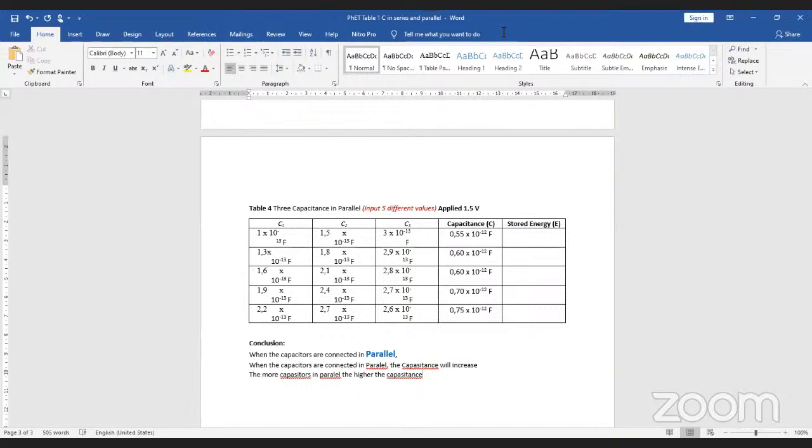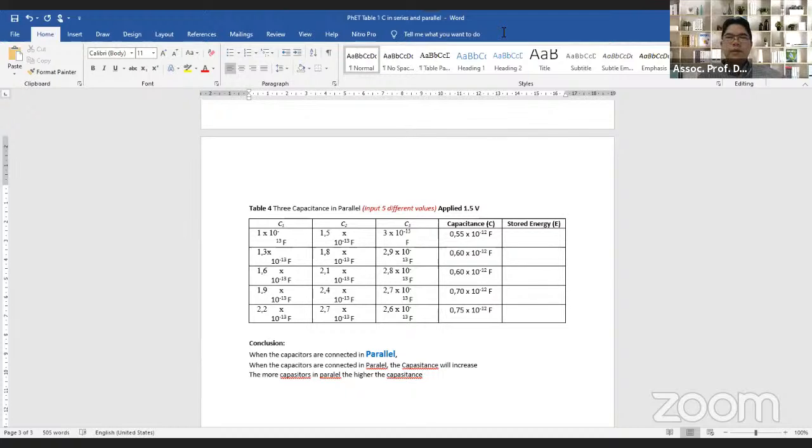Not yet, Mr. Because to find the stored energy, the part needs more time. Okay, don't worry. You can play with the PhET simulation later. Just to note that you need the stored energy, but we can work on that later. Thank you so much, Dinda, for your presentation.